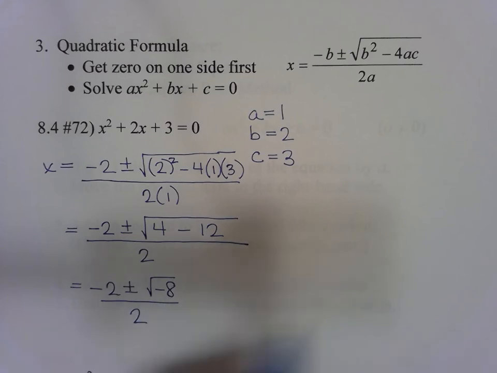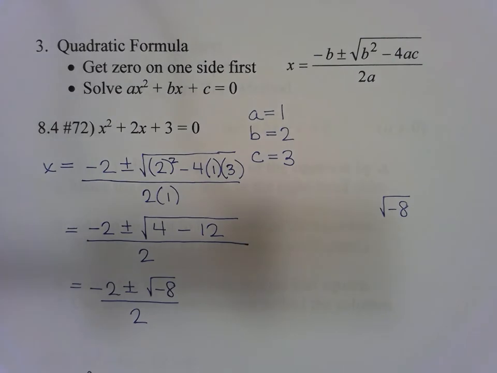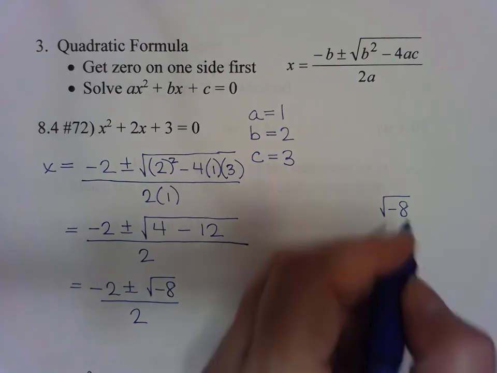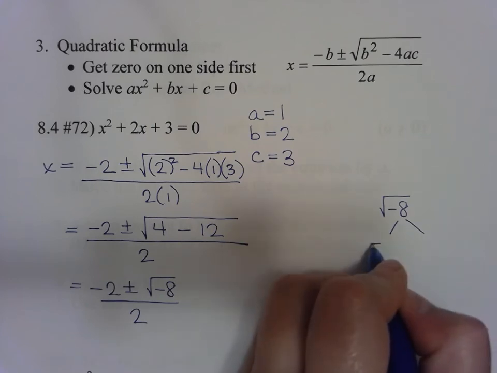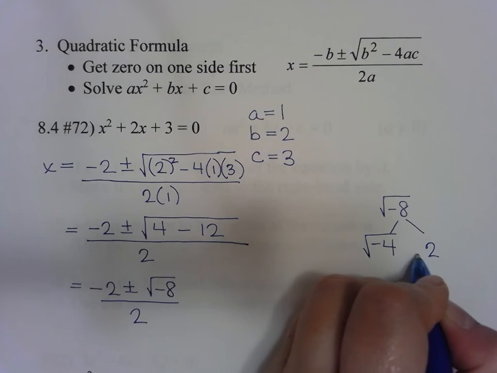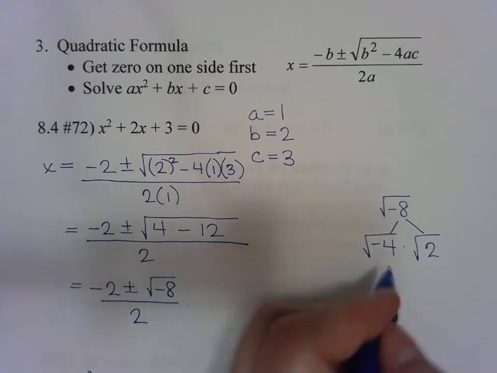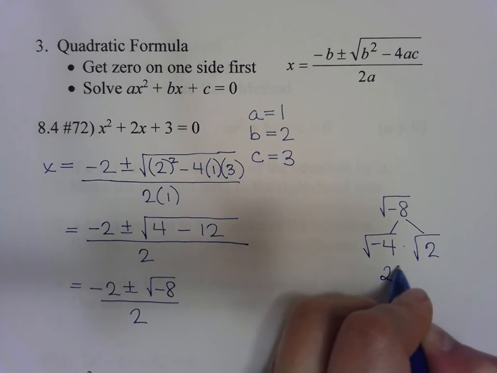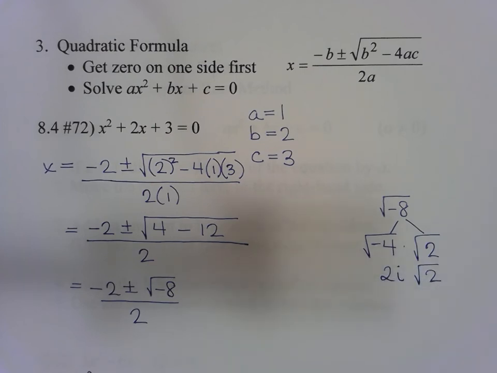The square root of negative 8. We want to break that down. We're combining a couple things together here, right? So I can break that up. 4 is a perfect square. If I take the square root of negative 4, that's going to give me a 2i. And then I have 1, 2 left over inside the square root.